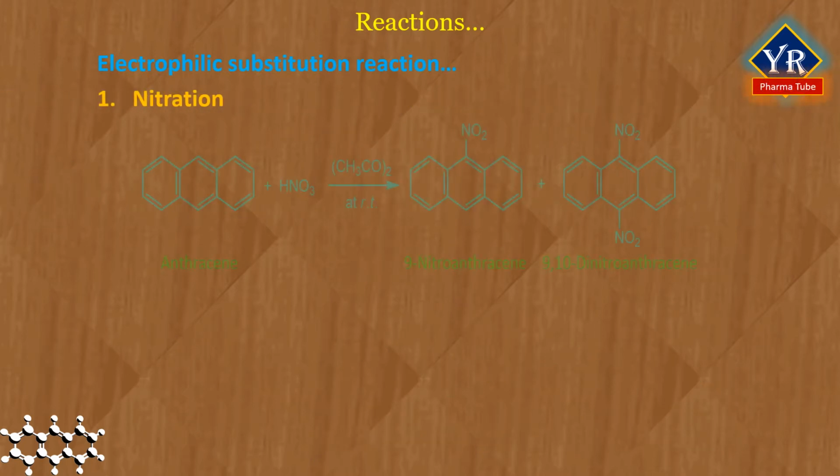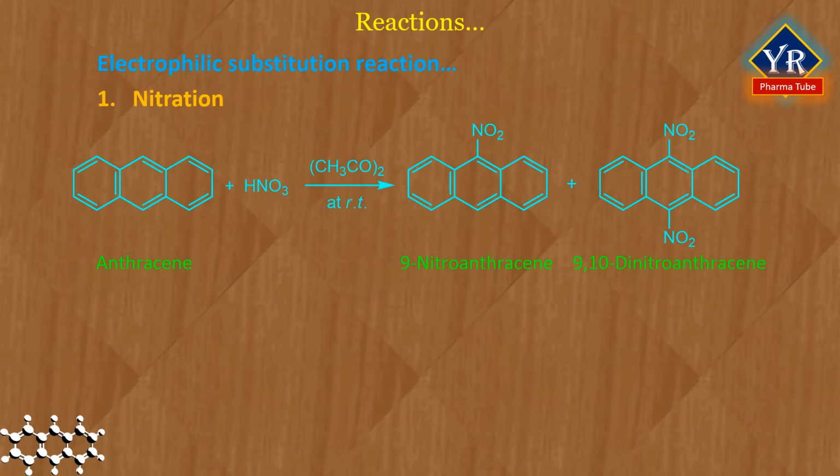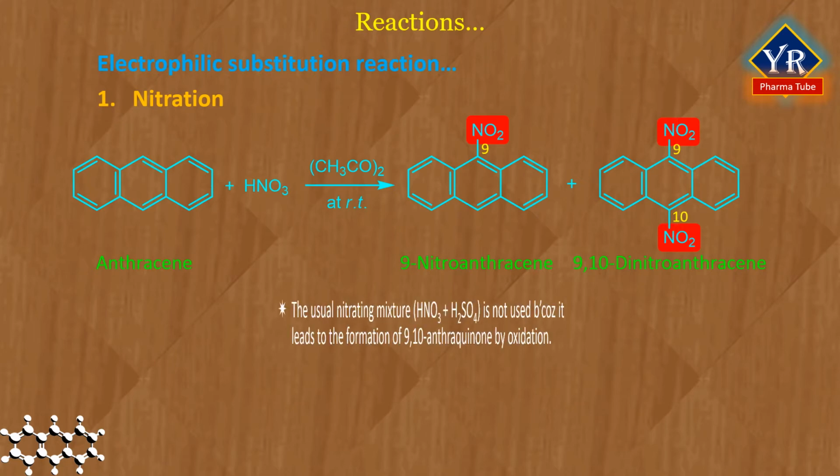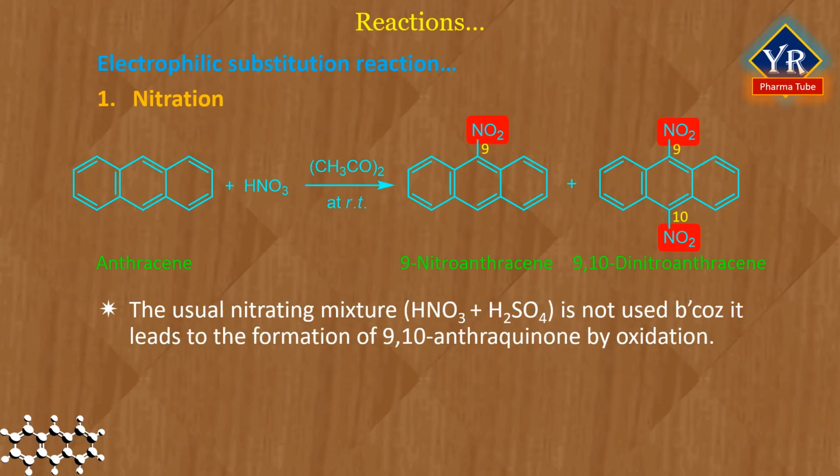Nitration reaction. Anthracene undergoes nitration with concentrated nitric acid in acetic anhydride at room temperature to yield a mixture of nitroanthracenes, namely 9-nitroanthracene and 9,10-dinitroanthracene. The usual nitrating mixture, that is nitric acid and sulfuric acid solution, is not used because it leads to the formation of 9,10-anthraquinone by oxidation.